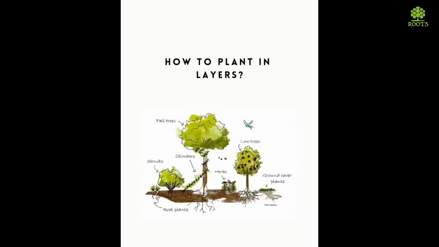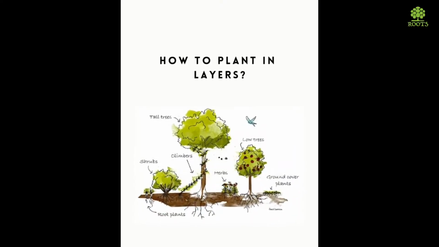Whether you have a balcony, a kitchen garden, or a farm, any space can be made abundant by planting in layers. And that's what we will discuss today, how to plant in layers. When I say the term layers, it corresponds to the spatial area a plant covers during its growth. Let me explain that by giving you examples.